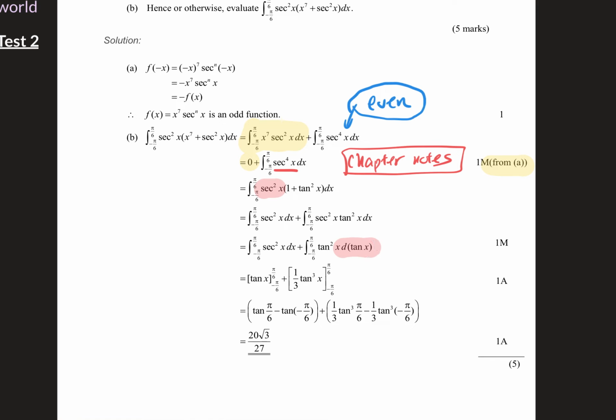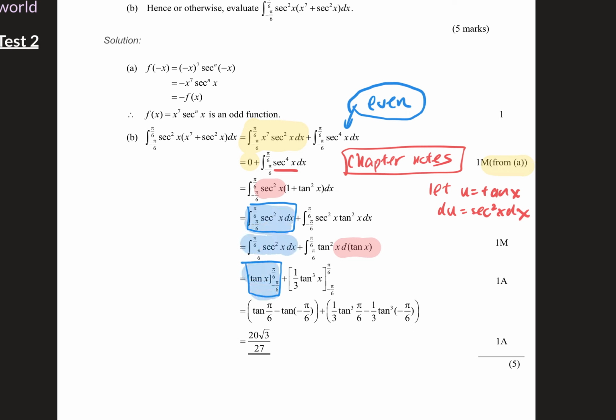What does it mean? That means you can let u be tangent x so that the secant square x will be gone, right? It will be put inside the integral. And it is an important skill, okay? If you are unhappy to put the u at this moment, you can use the formula to integrate the first one. You get tangent x because d tangent is secant square, right? So you may also separate them into two parts and do them one by one.